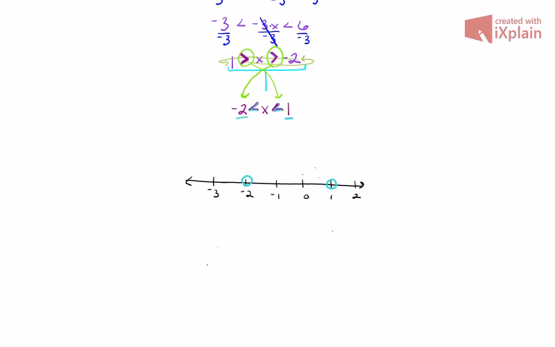Now, in order to figure out where to shade, we have a pretty good indication based off of the inequality itself. The variable, or in other words my mystery number, is in the middle. So my shading is actually going to reflect that.